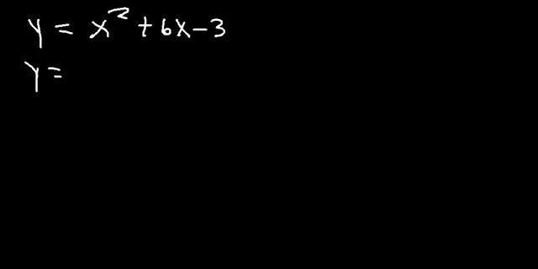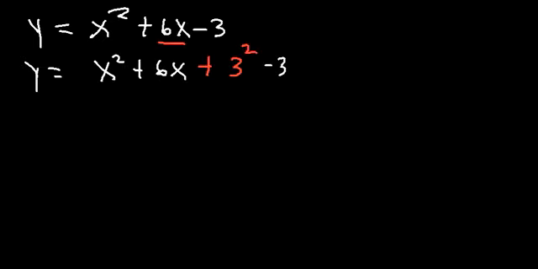So here's what you need to do. You have x squared plus 6x. We're going to focus on that number 6. Take half of that number and then square it. Half of 6 is 3. And we're going to square it. We still have the minus 3.